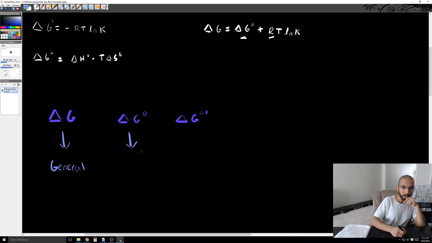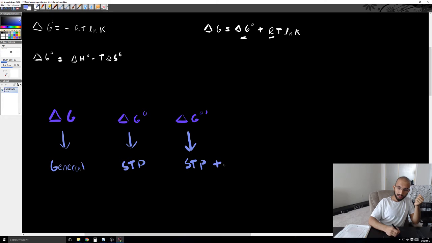Now delta G naught refers to standard temperature and pressure conditions. So we have 1 atmosphere, 25 degrees Celsius, and we're running the reaction under those conditions. This is what the delta G is going to be. And that's delta G naught. And then there's delta G naught prime. Delta G naught prime is standard temperature and pressure, and all the reactants and products are present at 1 molar concentration. So now we've standardized the temperature, the pressure, and the concentration.